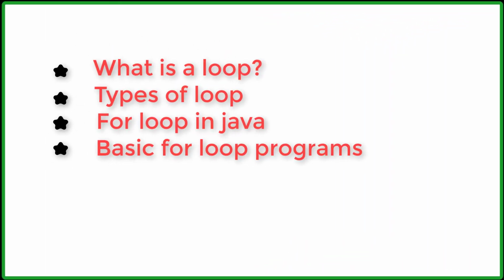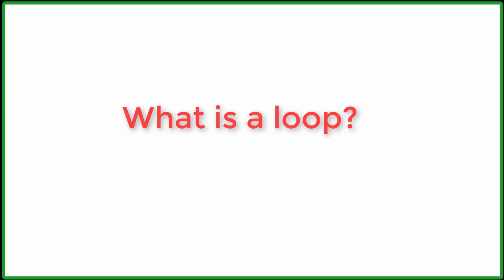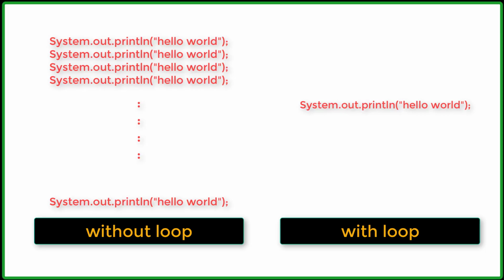In this video, we are going to discuss what is a loop, types of loop, for loop in Java and basic for loop programs. So the first one is what is a loop. As we know, in computer programming, loops are used to repeat a block of code. For example, if you want to print hello world program 1000 times, instead of typing the same code 1000 times, you can make use of loop. As you can see in this example, without loop, we have to type system.out.println hello world 1000 times. But with loop, we'll only write it for once.